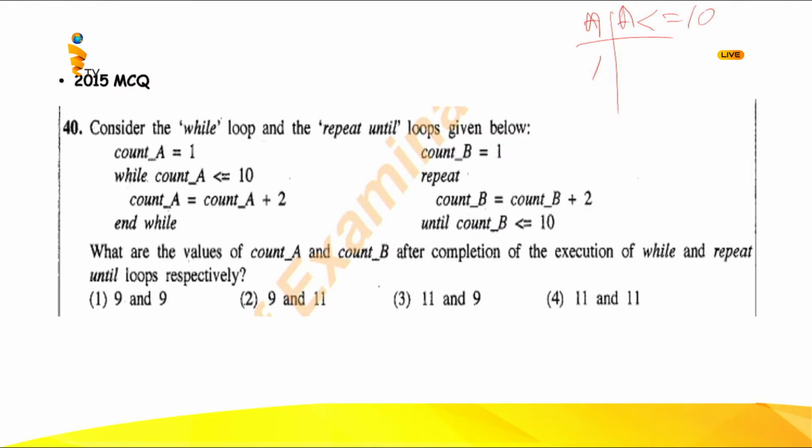So is 1 less than or equal to 10? Yes. Then what happens? It tells us to do count equals count plus 2. So we have to add 2 to 1, so it becomes 3. Now we will go to check the condition again. Is 3 less than or equal to 10? Yes. So once again we put yes here and here we increment.